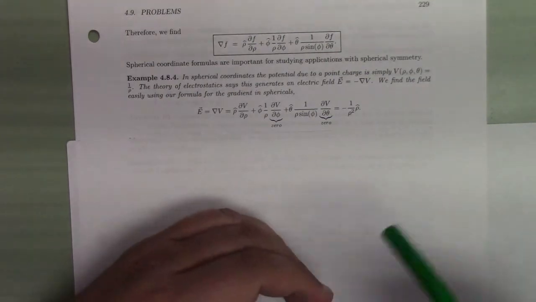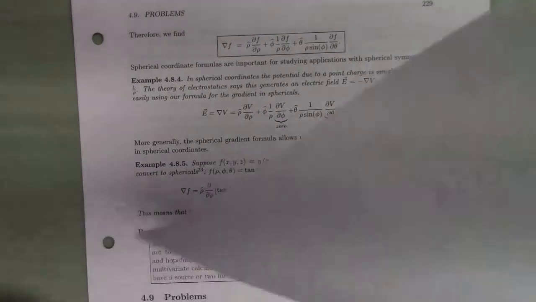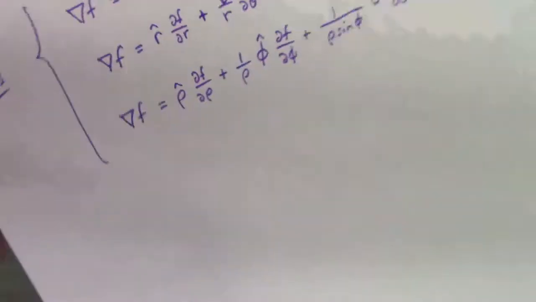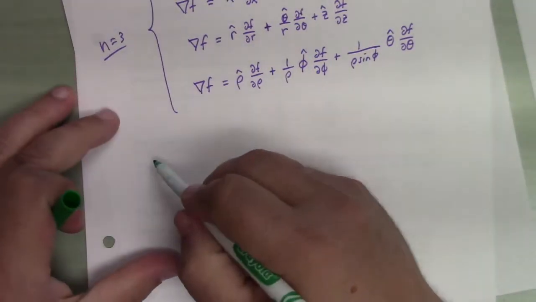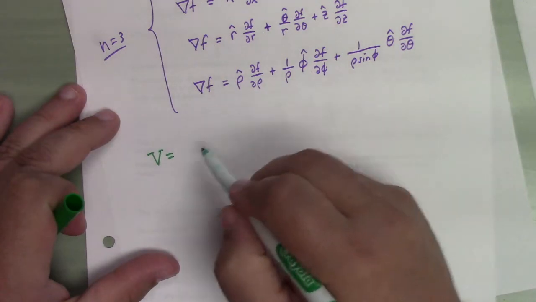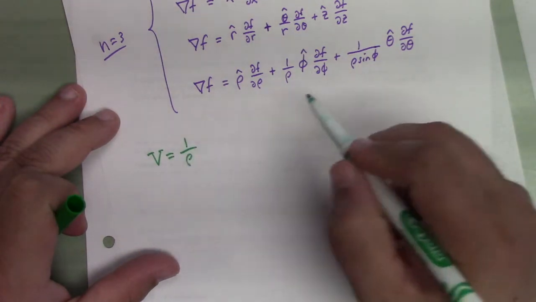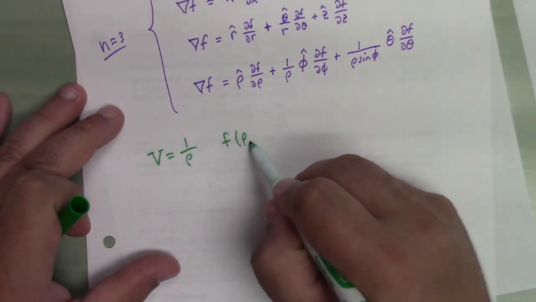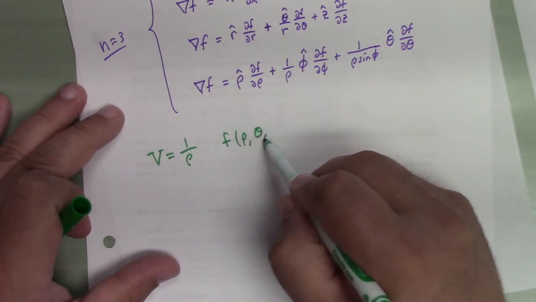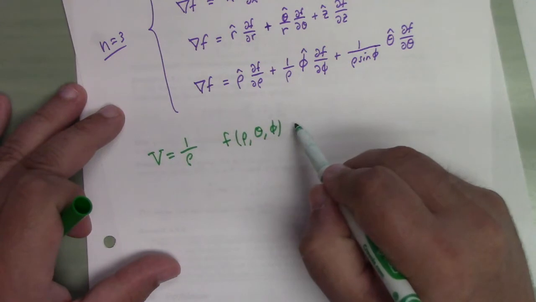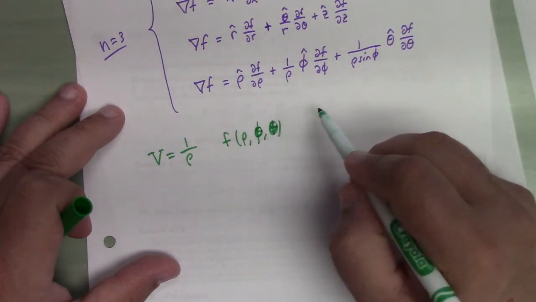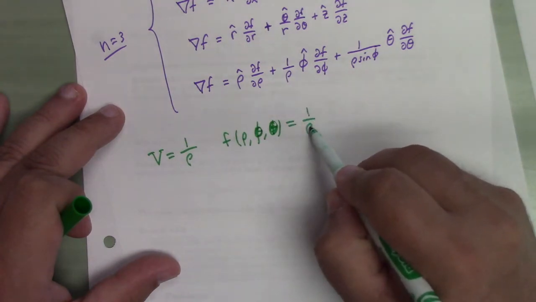So where'd my cover sheet go? I'll write this example on my cover sheet. So we've got V equals 1 over rho, right? So I'm thinking F of rho, phi, theta, I guess I'm supposed to put the phi first and the theta second, sorry. Anyway, that's equal to 1 over rho.